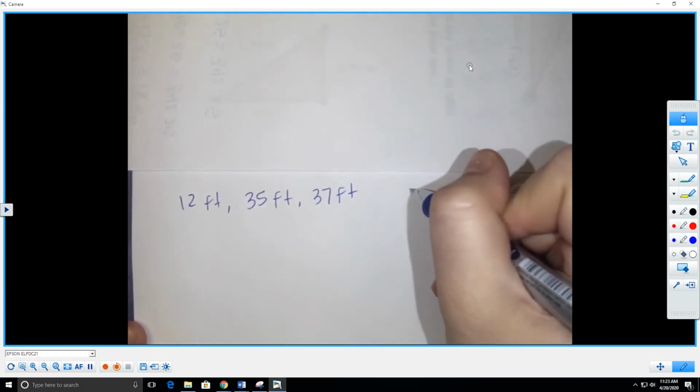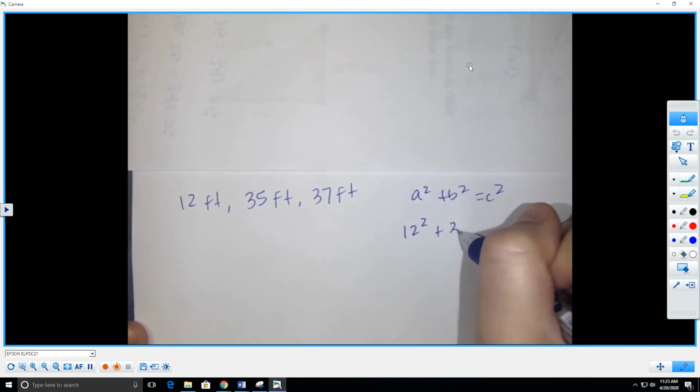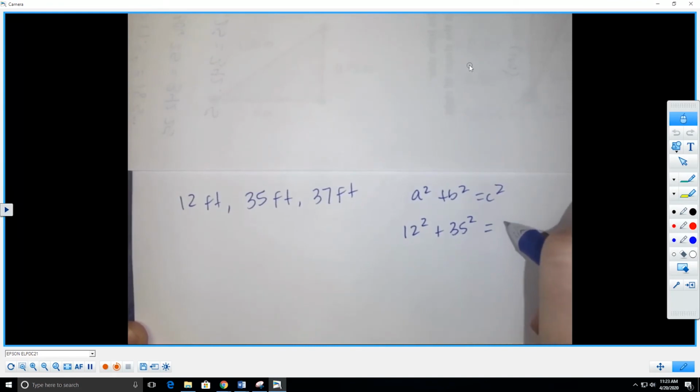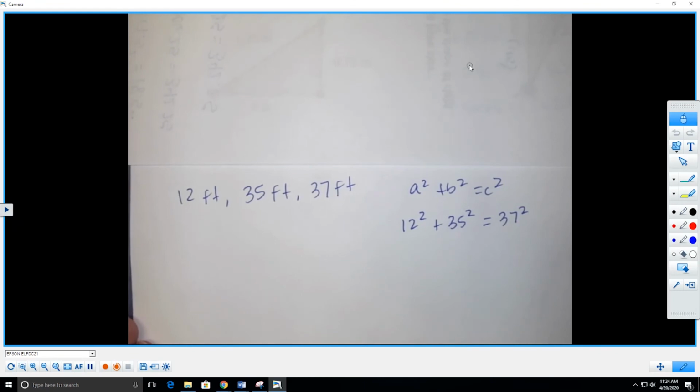So I'm going to start with the Pythagorean theorem. I'm going to substitute in 12 and 35 for my leg lengths and 37 for the hypotenuse length. Now to simplify both sides and determine if the resulting statement is true or false. As before, you can use your calculator or calculator app to help with the arithmetic, but you might not need it on this one. I'll give you a second to finish.